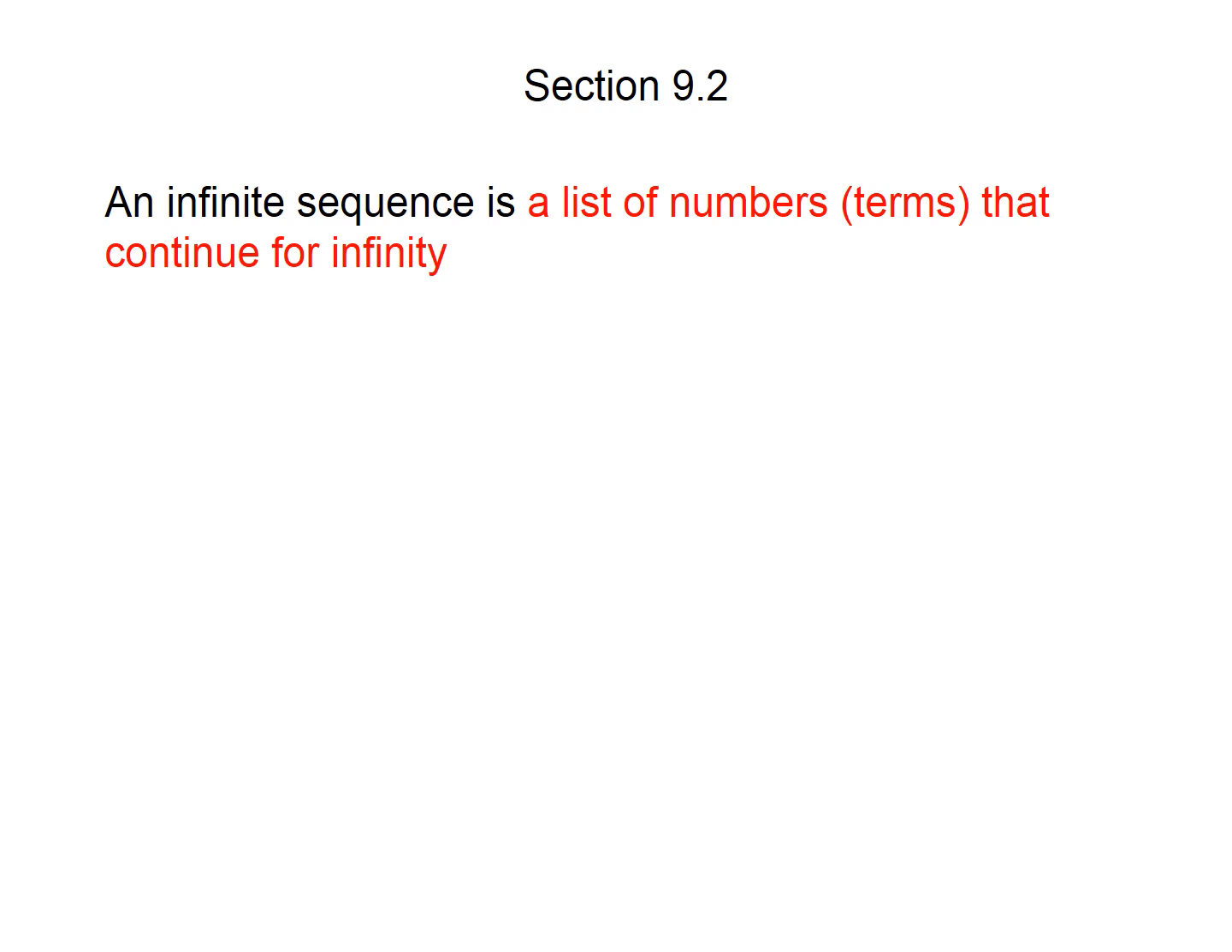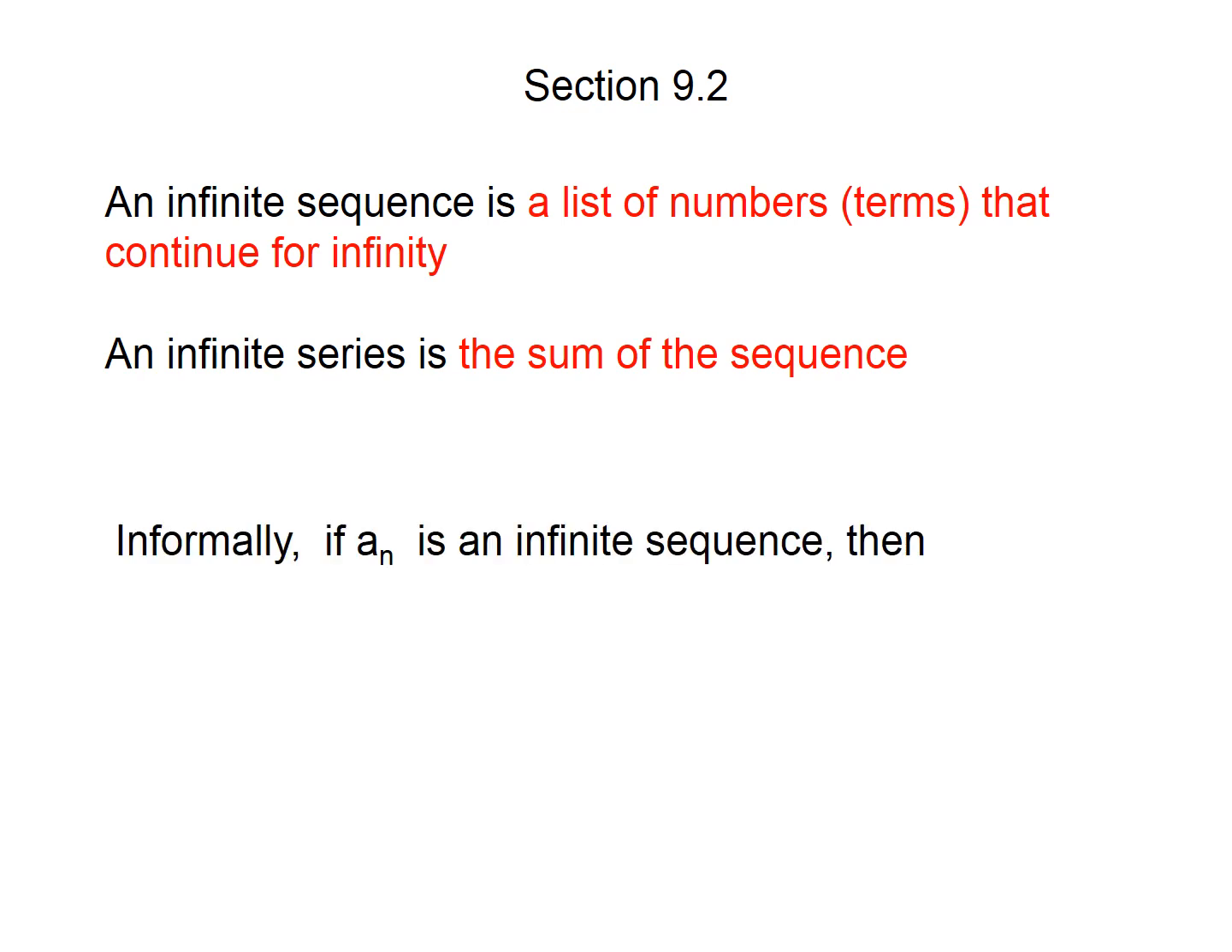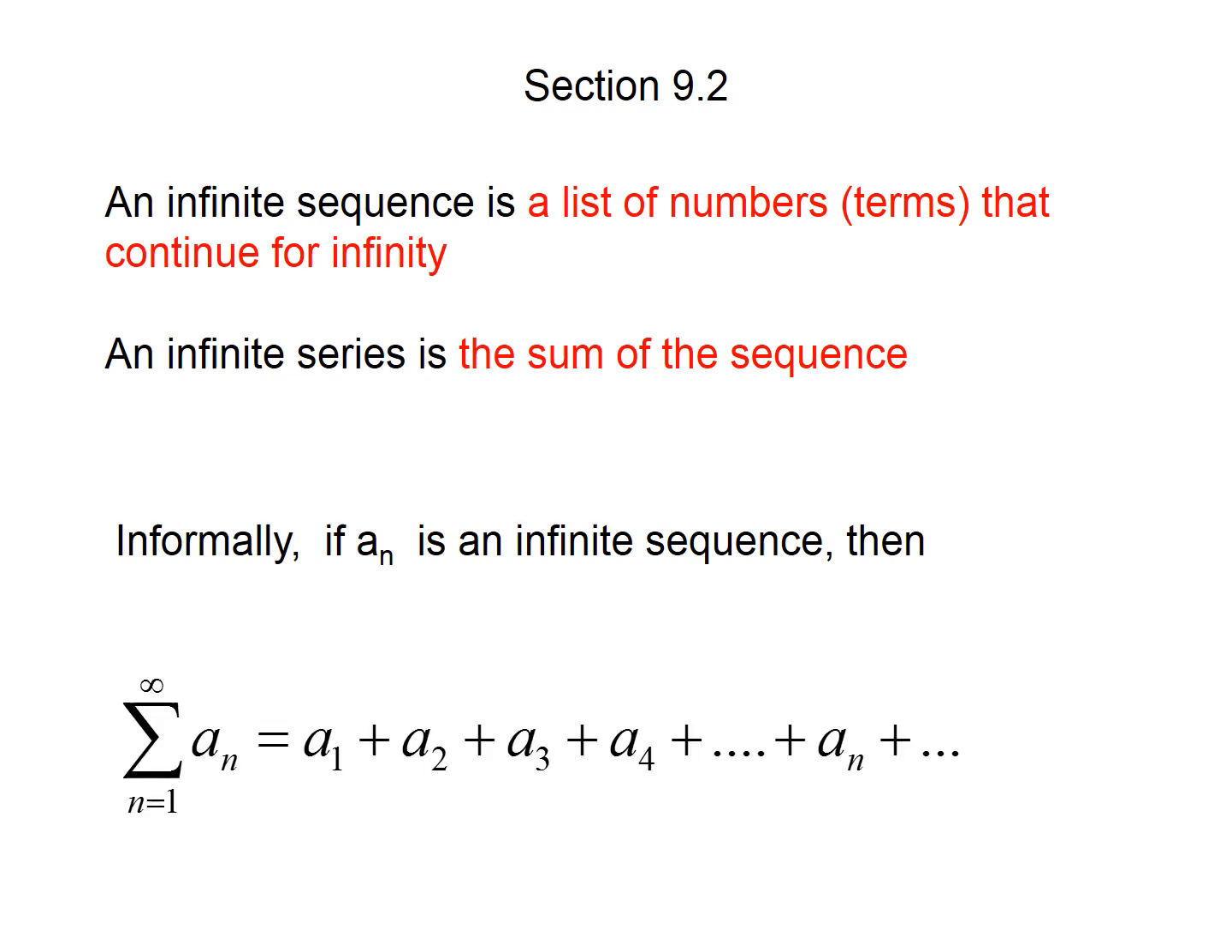An infinite sequence is a list of numbers that continue for infinity. An infinite series is the sum of the sequence. Please note the difference between the two. If a sub n is an infinite sequence, then the summation of those becomes the series.